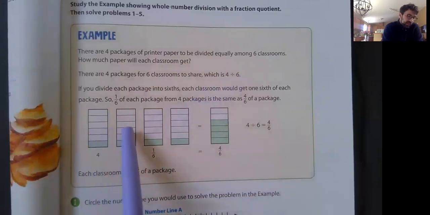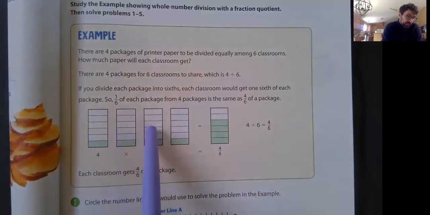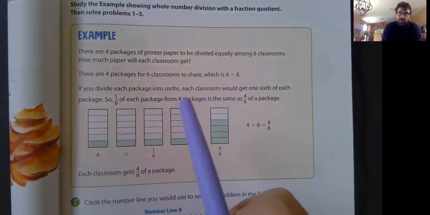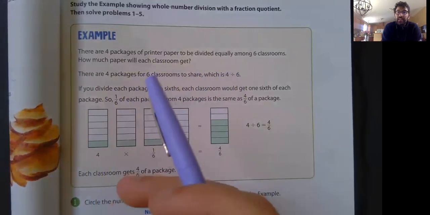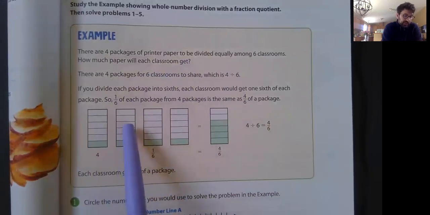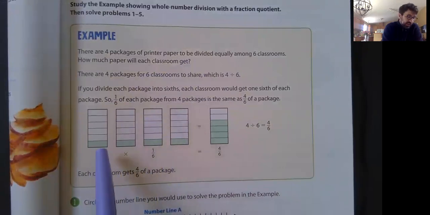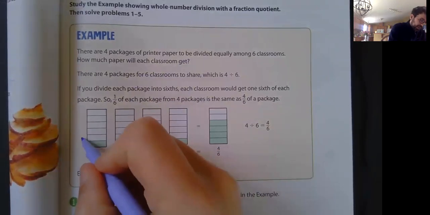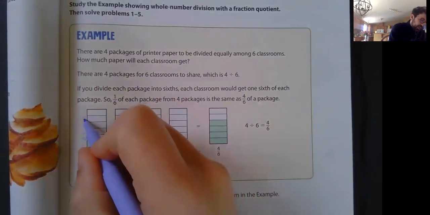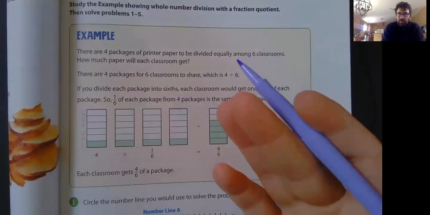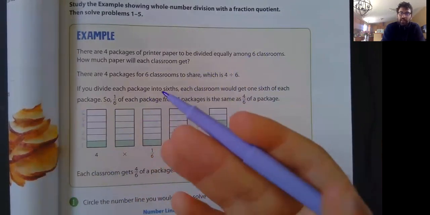So in this model here, here's our 4 packages. Remember, we want to model what we have. What is being divided are the packages of paper. So here's our 4 packages of paper. It's divided into 6 parts because there are 6 classrooms. Imagine this being classroom 1, classroom 2, 3, 4, 5, and 6. Now, this isn't literally how they're going to be divided. This is just showing mathematically how it can be divided.